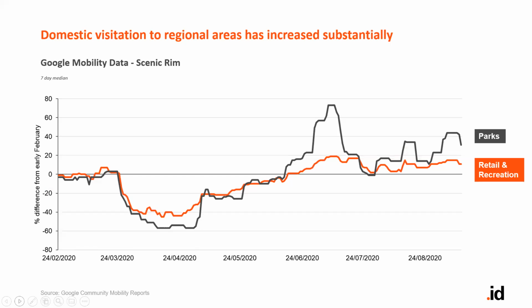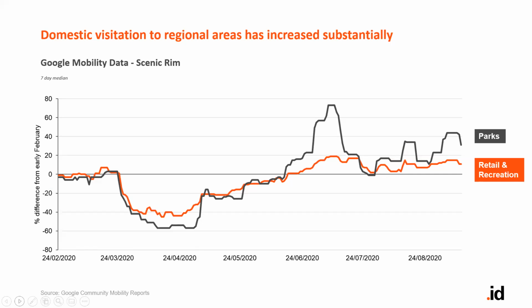Domestic visitation to regional areas has increased substantially, and we've been using a lot of Google Analytics at the moment with their mobility data. It's free, and you can access that information. It gives you an idea of the movement around your community. And I think it's a really good tool at the moment while it's free, instead of having to use credit card data, which is actually very, very expensive to look at.